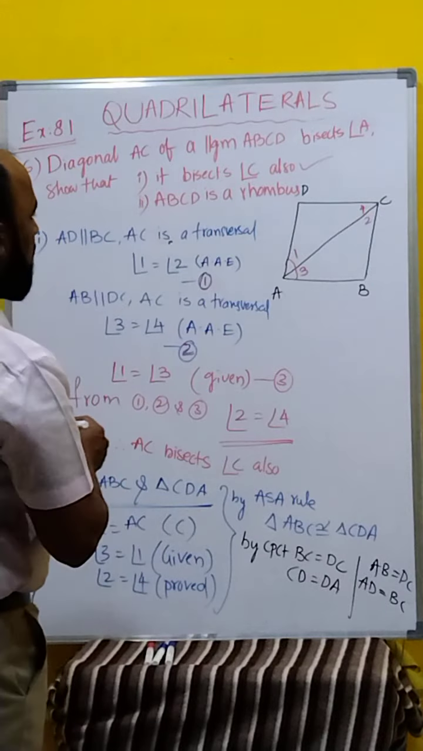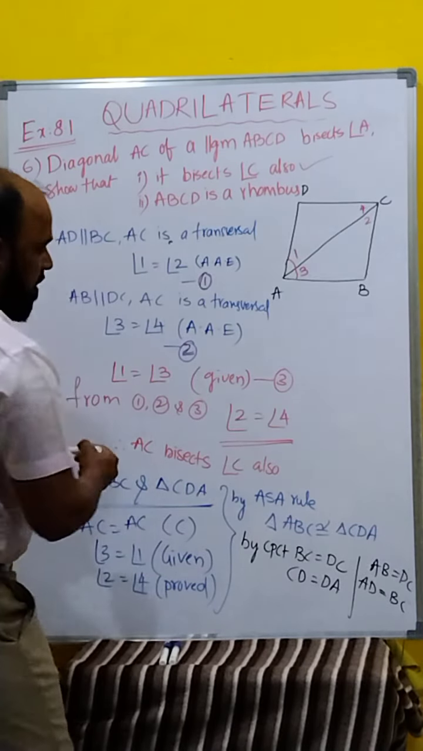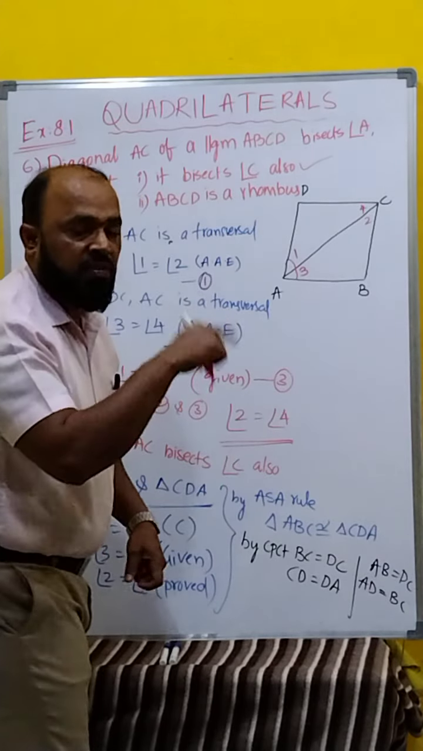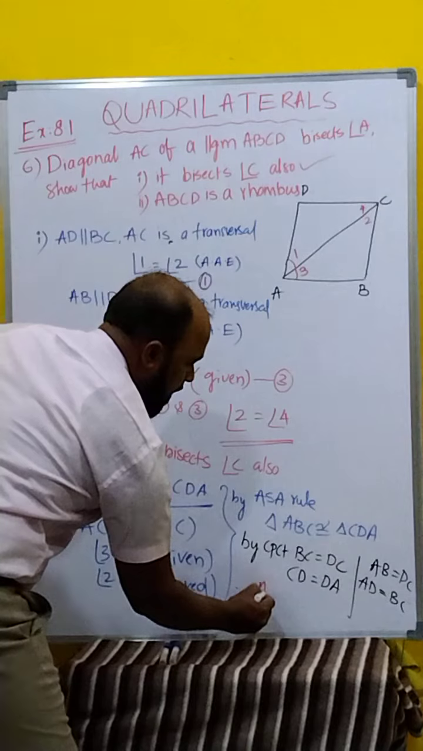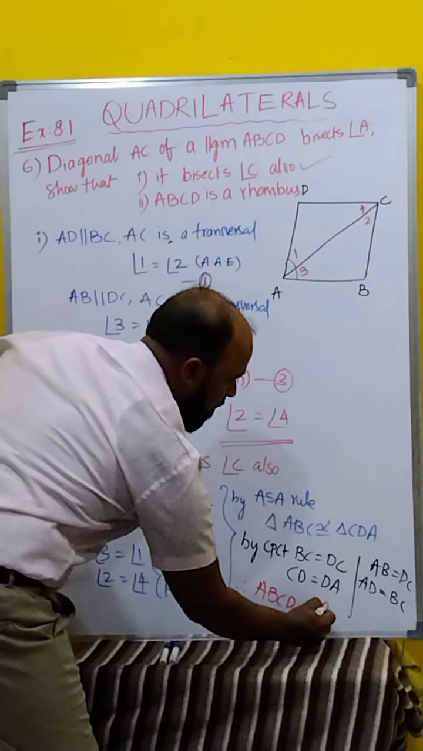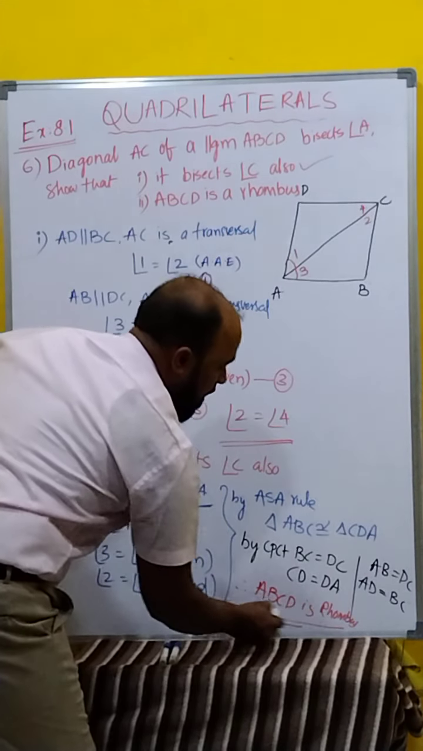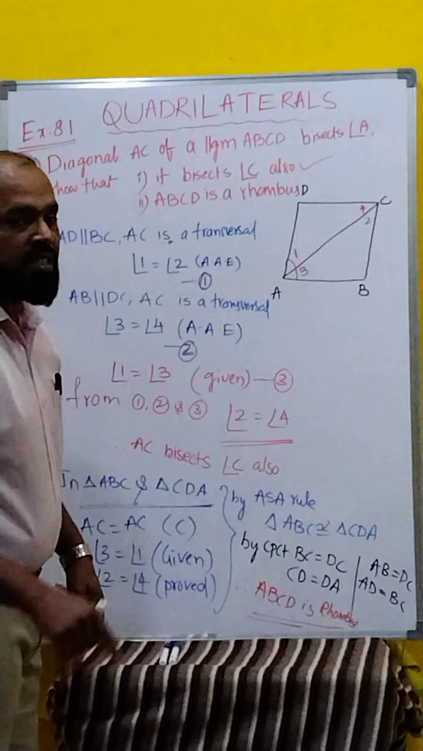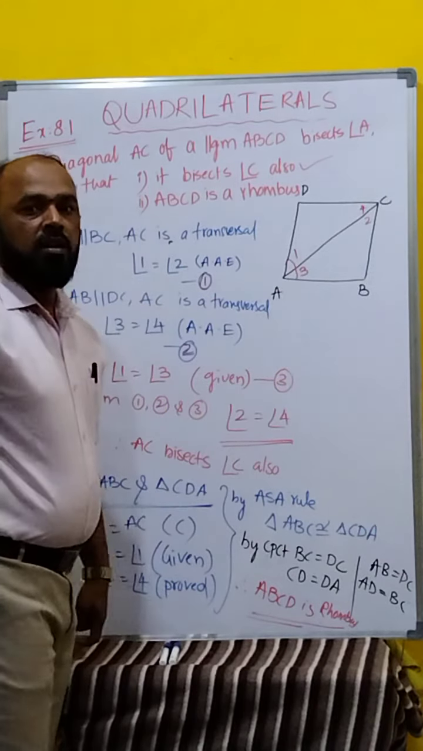Yes, clear. Now finally, therefore, in a parallelogram, if adjacent sides are equal, then it is a rhombus. ABCD is a rhombus. Clear, children? In a parallelogram, if adjacent sides are equal, then it is a rhombus.